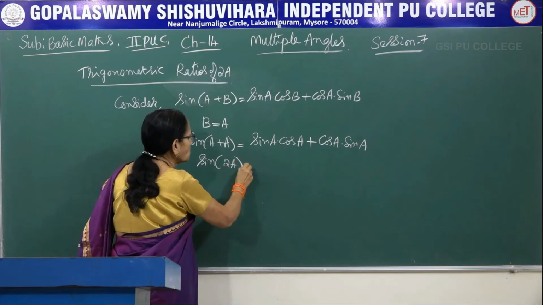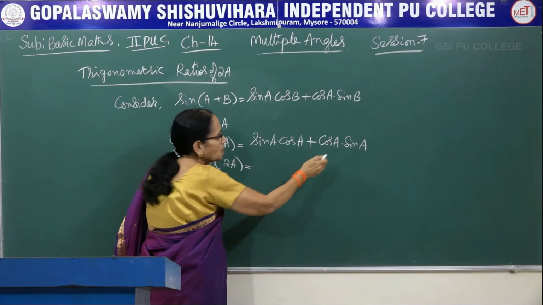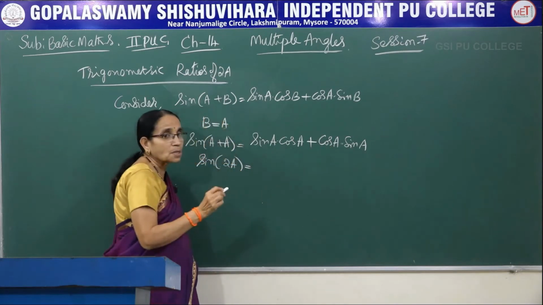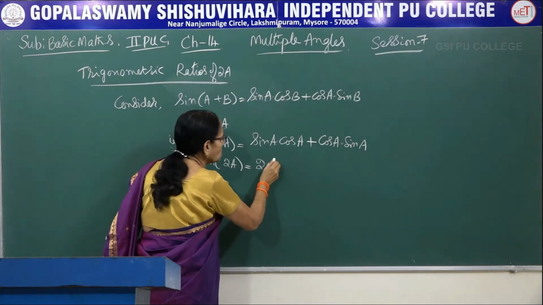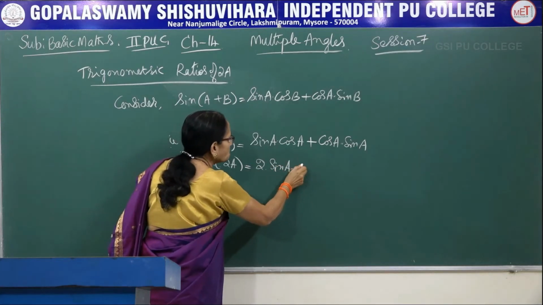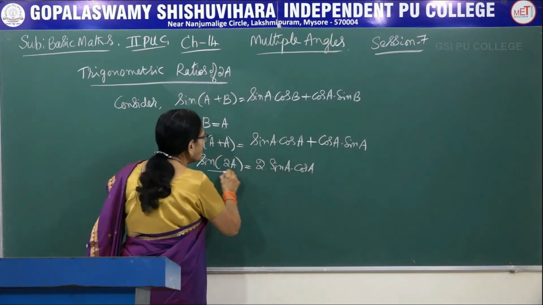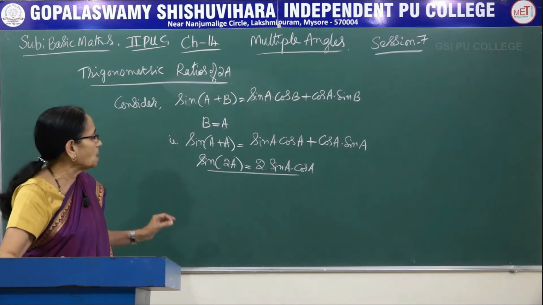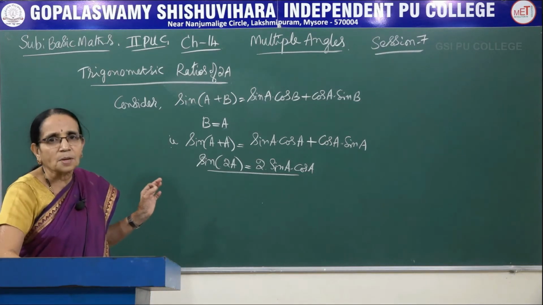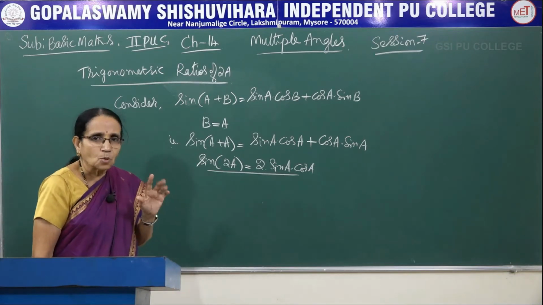So sine of 2a. Now observe here, sine a into cos a, one term, and again sine a into cos a. So the term is repeated. How many times? 2 times. Now this would become 2 times sine a into cos a, that is 1 plus 1 equal to 2. So this is the formula for sine of 2a, that is sine of 2a is equal to 2 times sine a into cos a. Usually it is given for a 2-mark question.